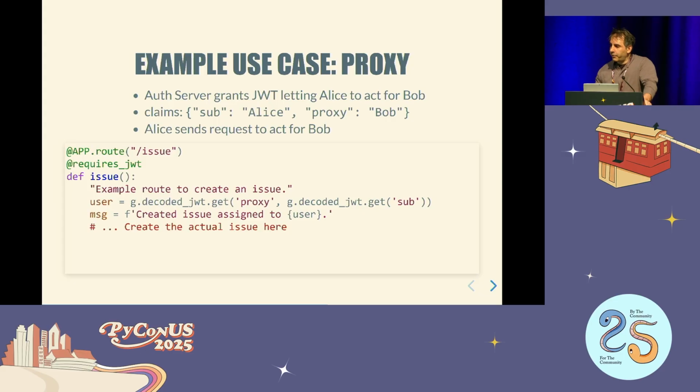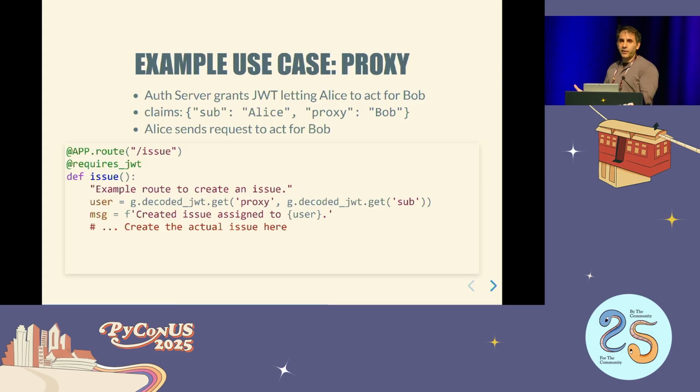And here's how we would implement it with a decorator. So we're going to have our Flask app.route decorator. This is say a route to create an issue. We're going to have a requires JWT to make sure we've got a valid JWT. And then when we decide which user we're going to create the issue for, we're going to look into that decoded JWT, and we're going to get proxy if it exists in the claims.